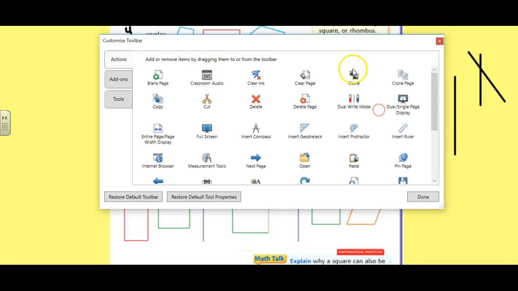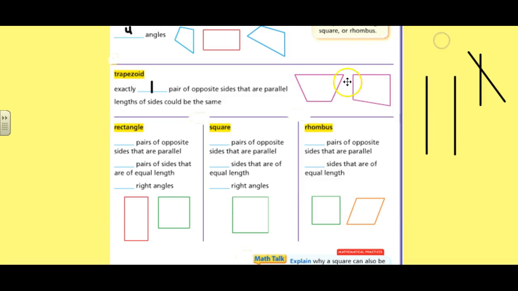This line right here, if I were to draw this right here and this right here, these two lines are opposite of one another, and they would also keep going without intersecting or touching at any point. So this is another example of a trapezoid.